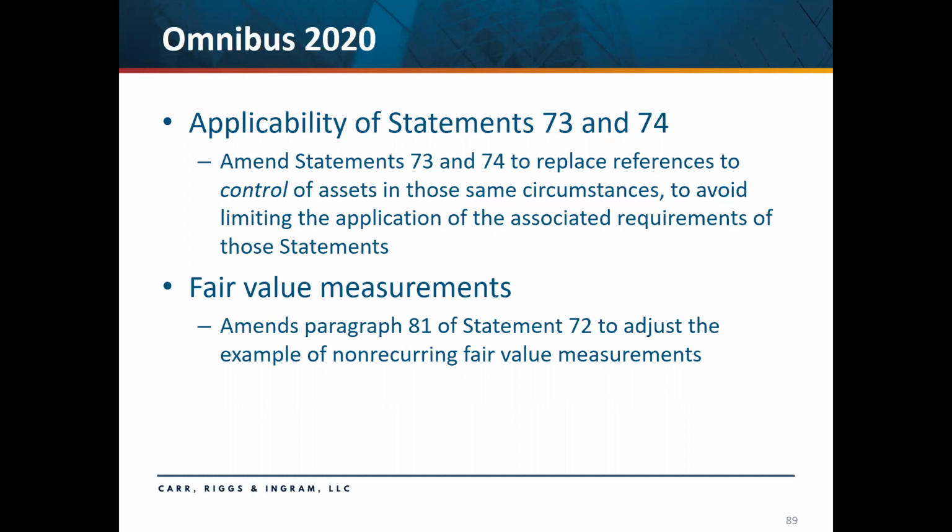There's a little bit of fair value measurement that's adjusted for statement 72. It's just kind of an example of non-recurring fair value measurement. So that's what they have changed on that. There's not a significant change there.